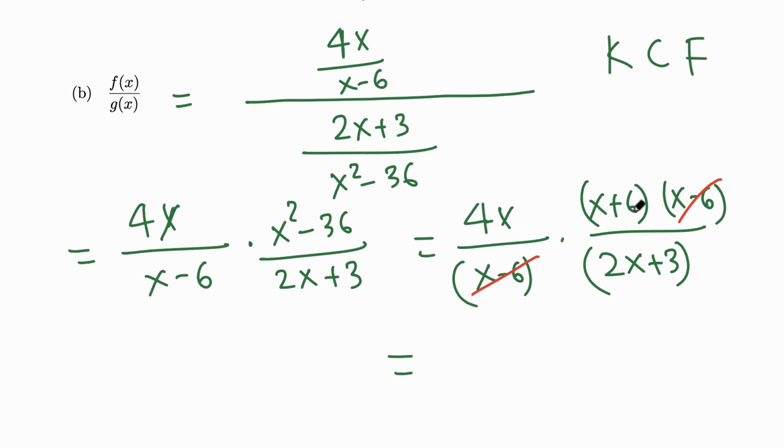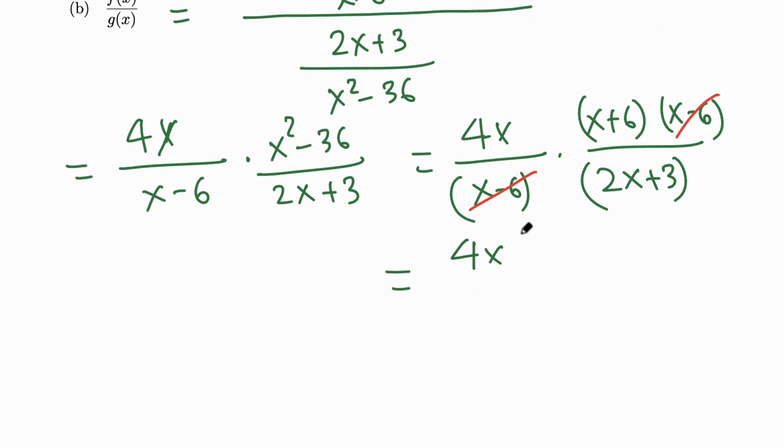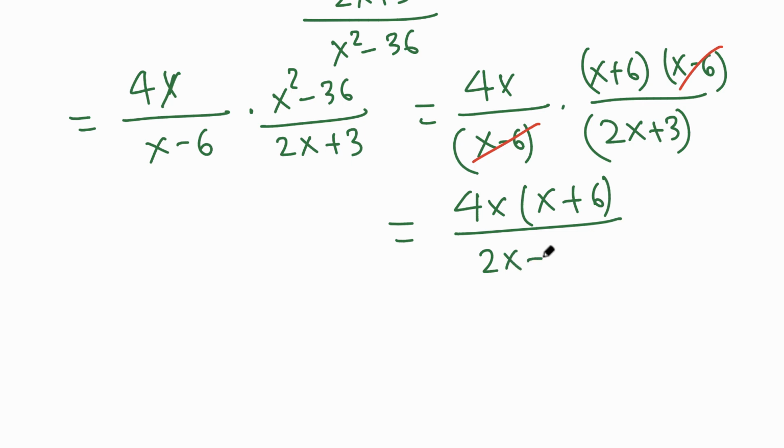So 4x times x plus 6, you can multiply or don't have to multiply. 4x times the quantity x plus 6 on the top, over 2x plus 3. Do not cancel 2 and 4. 2x plus 3 is a block. So this is the final answer.